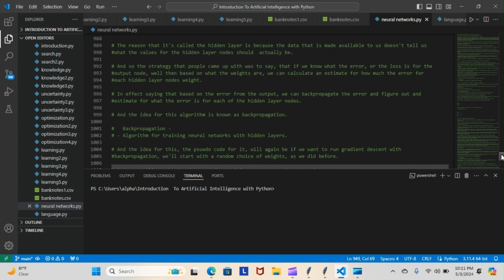And so the strategy that people came up with was to say that if we know what the error or the loss is for the output node, well then based on what the weights are, we can calculate an estimate for how much the error for each layer inside of the hidden layer nodes weight. In effect, saying that based on the error from the output, we can back propagate the error and figure out an estimate for what the error is for each of the hidden layer nodes. And the idea for this algorithm is known as back propagation. And you can see here we have a definition of back propagation: an algorithm for training neural networks with hidden layers.